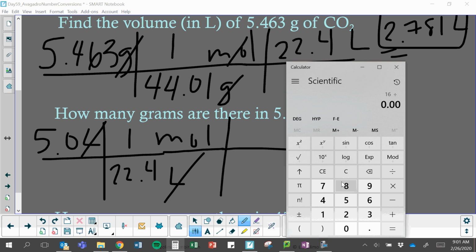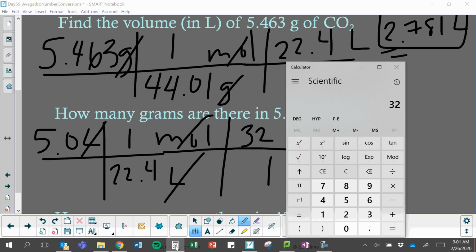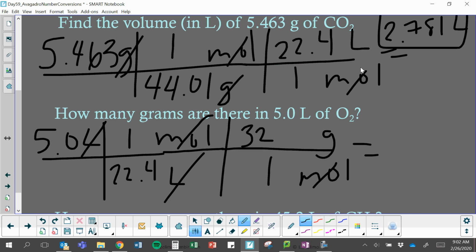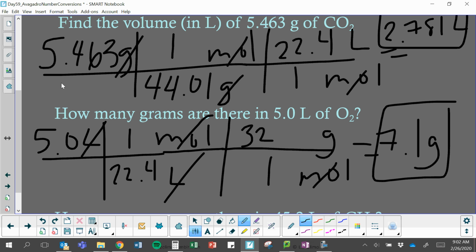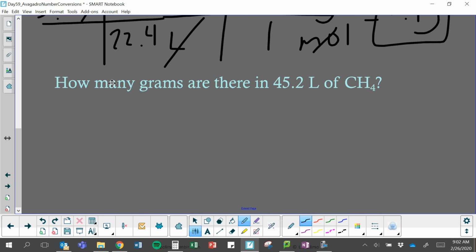Times 2 of them, which is 32 grams per mole. So that 32 is going to go with our grams. So now our moles cancel. So we do 5.0 times 32 divided by 22.4. We have 2 sig figs. So we're going to write 7.1 grams. And we can try one more. You can pause the video and try this one.